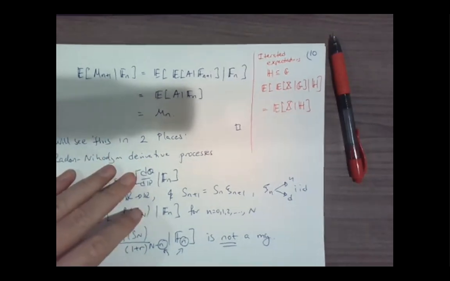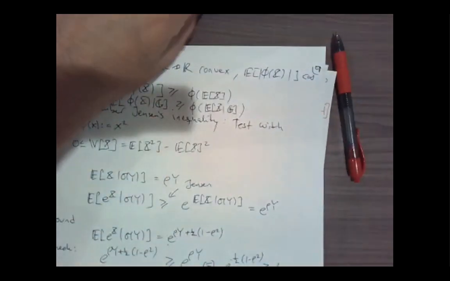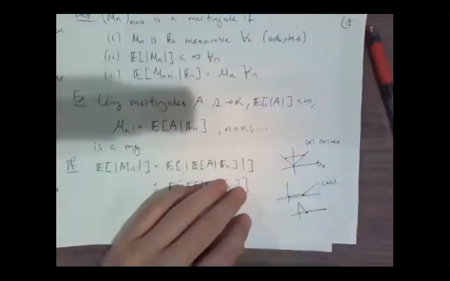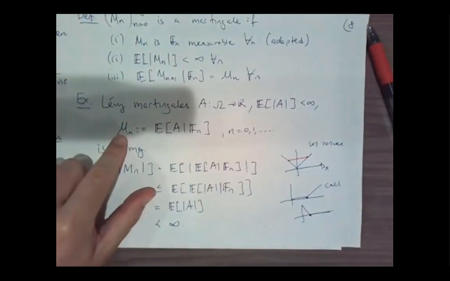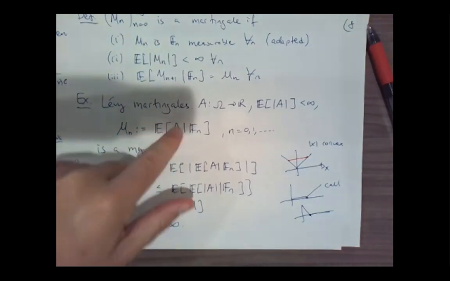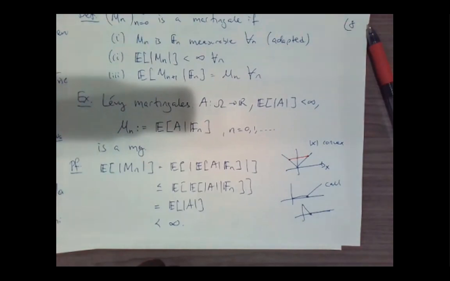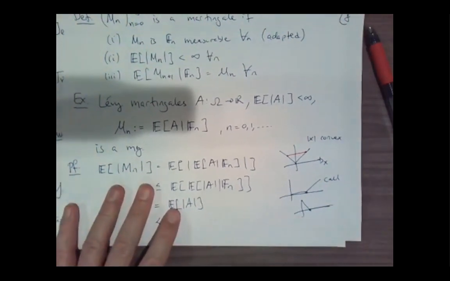Can you go back to where I defined M? Yes, I can go back to where I defined M. Here's M. M is the conditional expectation of A given the filtration. Was there a question related to it?